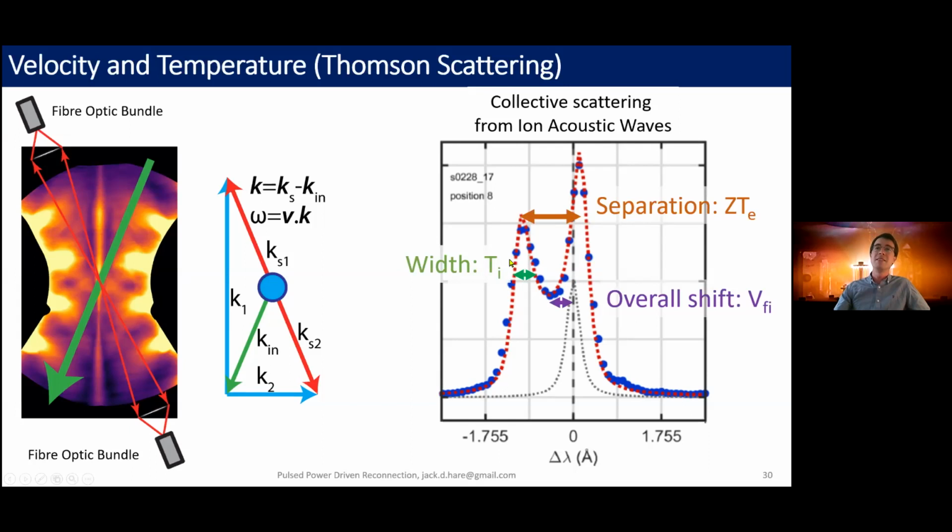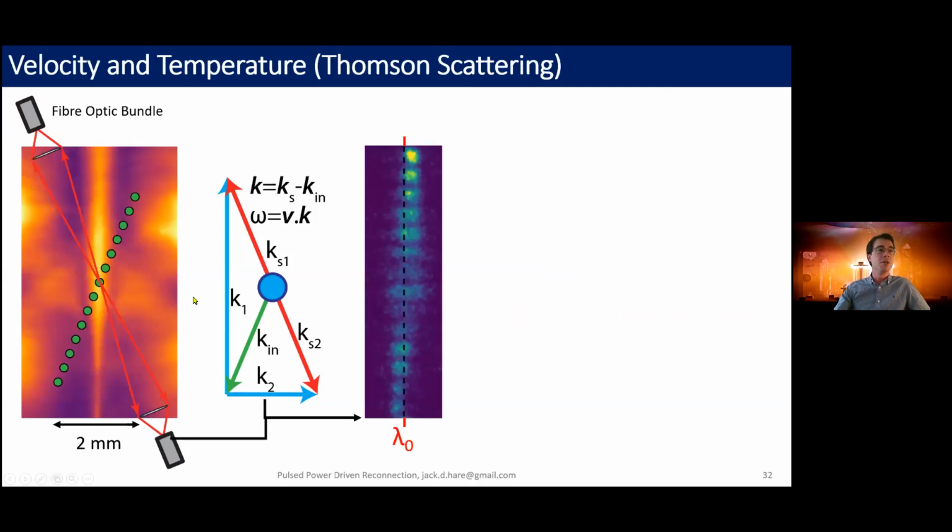And so that means that, in fact, you don't really distinguish 2 discrete modes. You actually have more of a sort of broad feature that covers both of them. But we can still learn about both the electron and ion temperatures using this technique. And in these experiments, I'm just going to zoom in and show you the collection volumes that we have in our experiment.